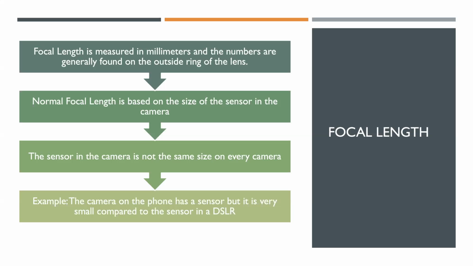Normal focal length is based on the size of the sensor in the camera. So normal focal length is not the same. It depends on the size of the sensor in your camera. So we all have 35 millimeter style digital cameras. 35 millimeter film, right? That's the type of film that we all used to shoot before digital cameras came onto the scene. And the normal focal length for 35 millimeter film cameras was 50. And that's going to be important here in a second.